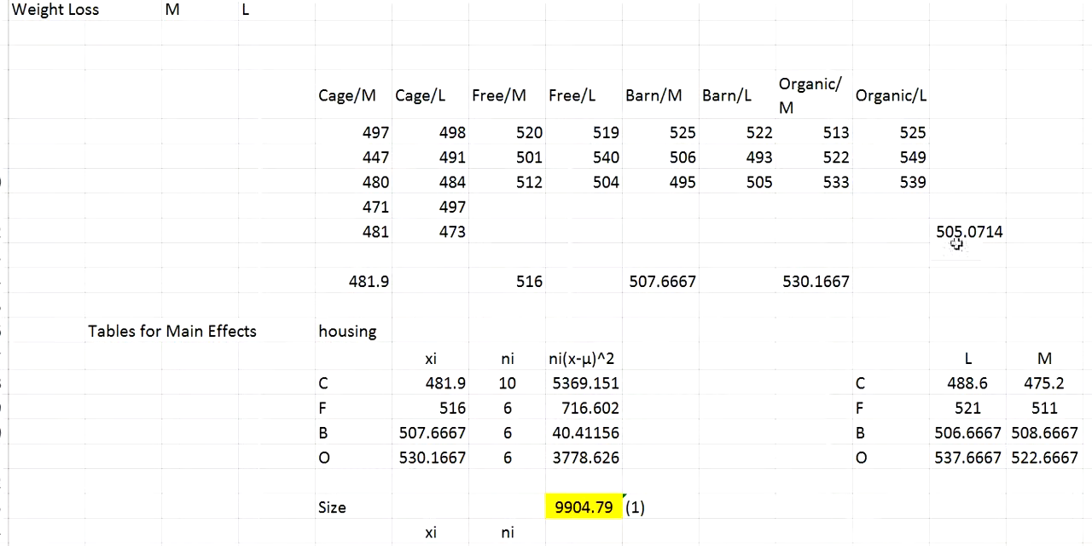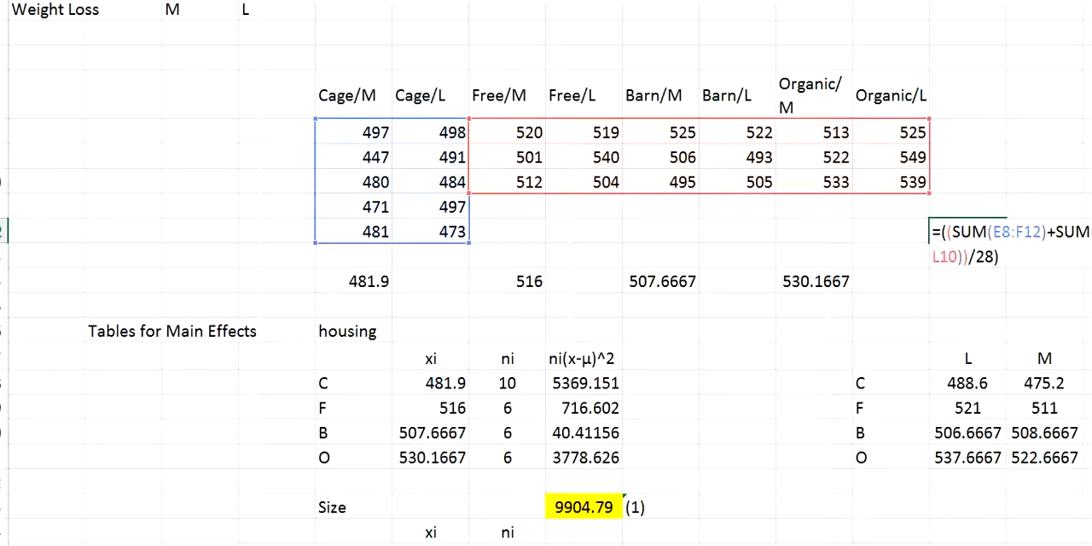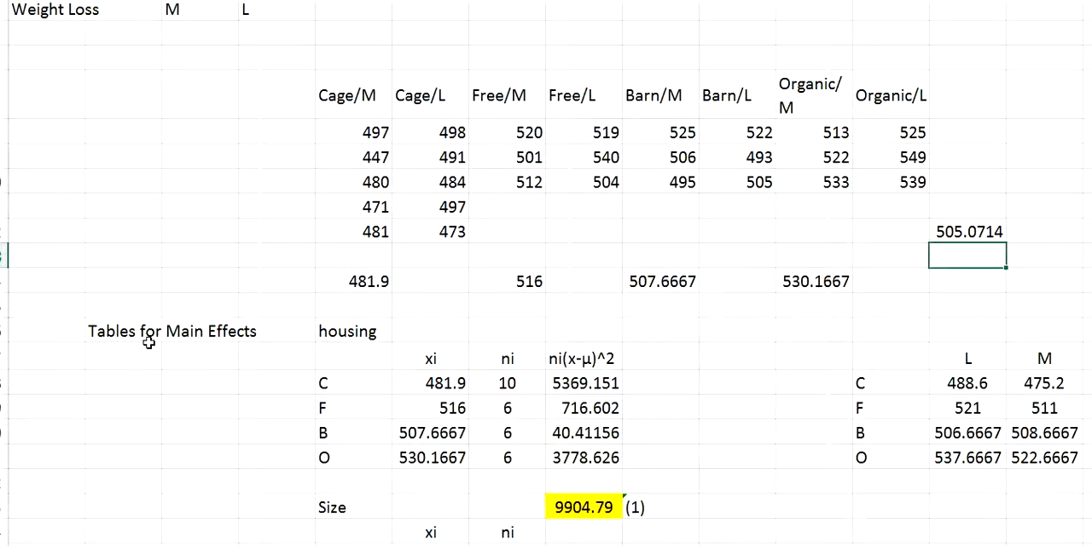Okay, so first of all, we need to find the overall mean of this data set. The way I did it, I add all of those numbers and divide by 28. So that gives me the overall mean of the data set. Next, I want to calculate the main effect, for the housing and the size.